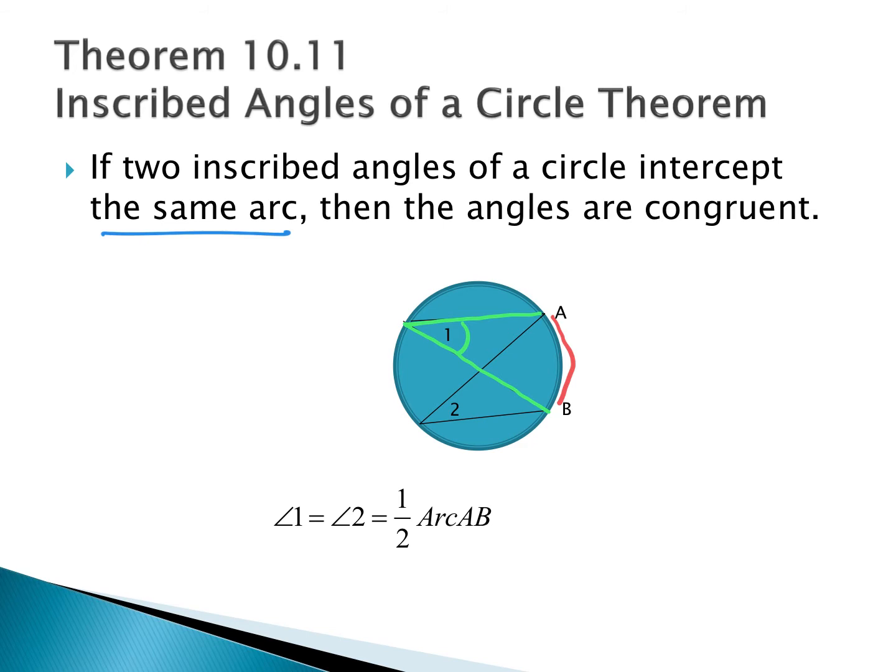Then if I trace over angle 2, notice its intercepted arc is the same. So when they have the same intercepted arc, then we know that these two angles are congruent. So angle 1 and angle 2 are congruent angles. They're congruent because they have the same intercepted arcs.